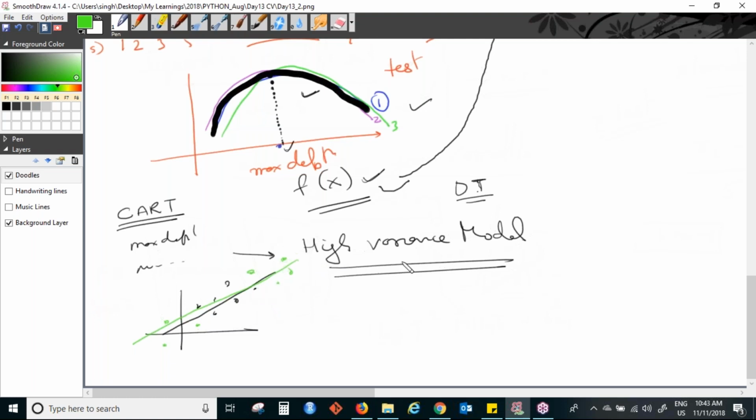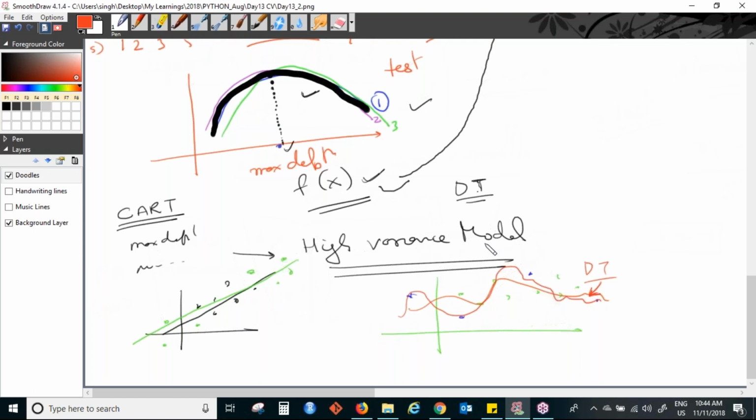But if you talk about decision trees or any complex model which can take a non-linear shape, this is a high variance model. Now in such a model which is non-linear, if you add a few points here, the model will not stay the same. The model will change. So decision tree is such a model. It is a high variance model which changes a lot with the data.